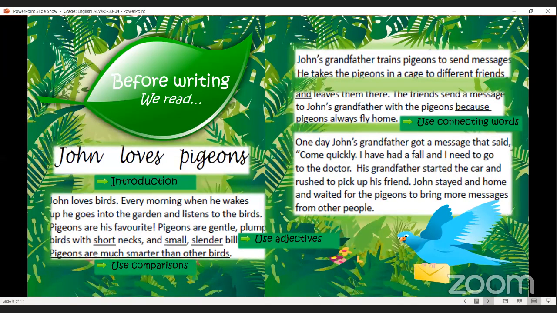All right, so he takes the pigeons in a cage to different friends and leaves them there.